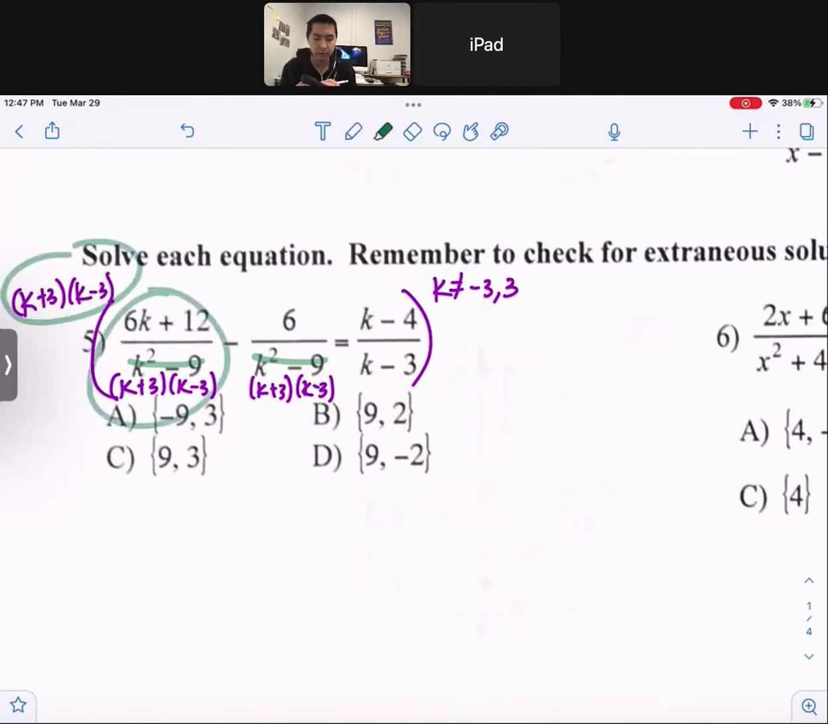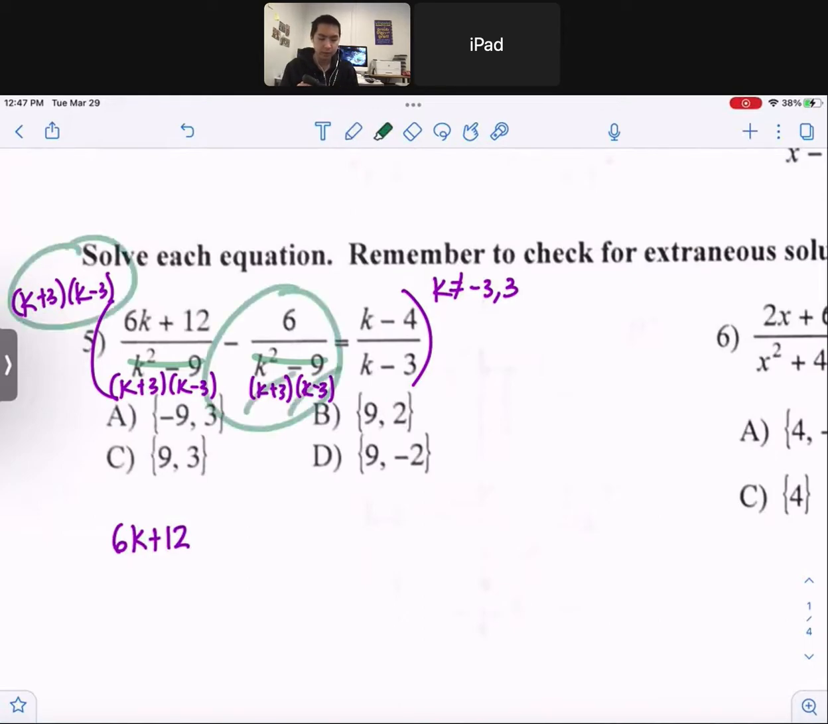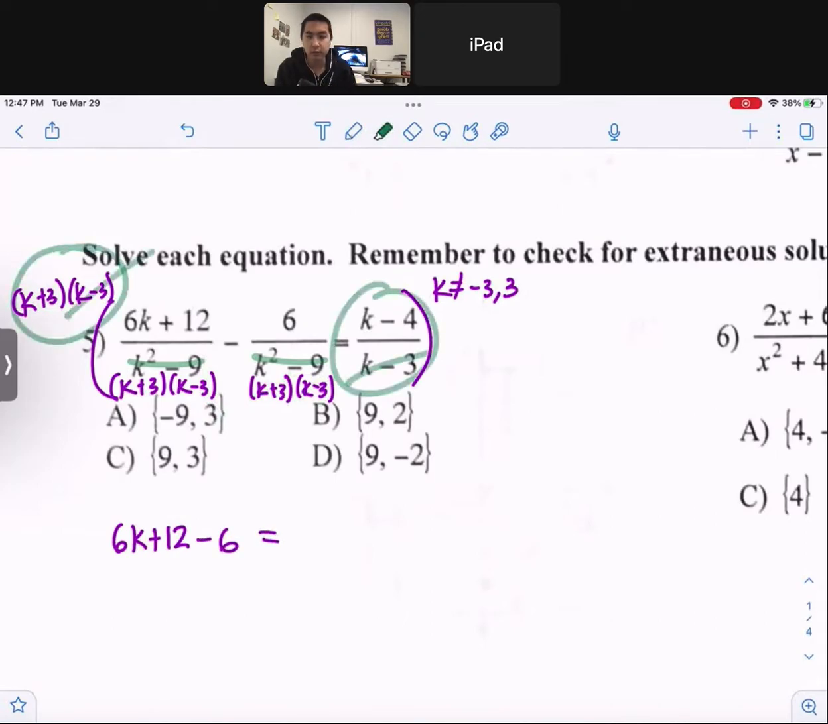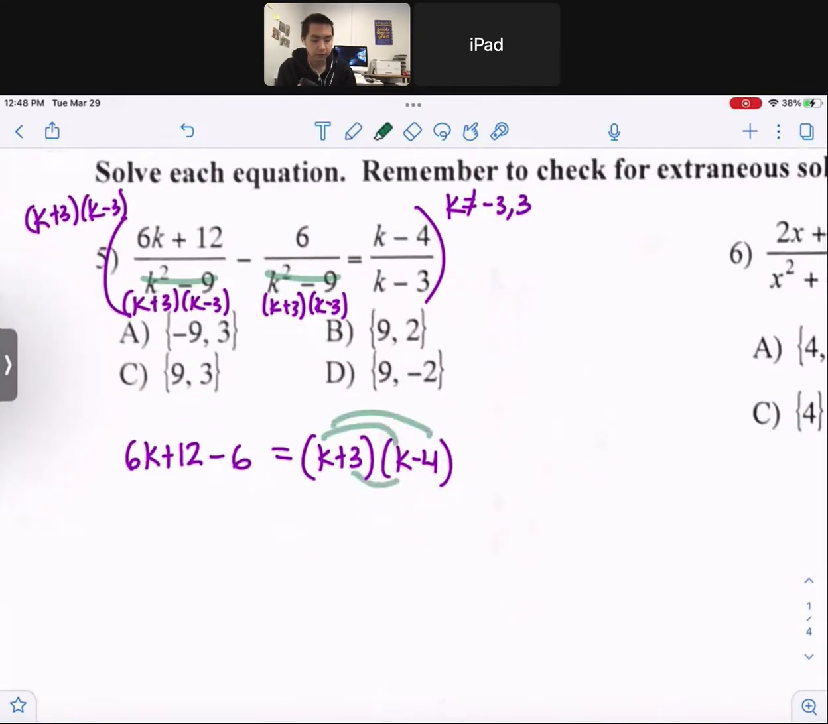So this times this, the k plus 3 and the k minus 3 just cancel. So all you're left with is 6k plus 12. This times this, again, the k plus 3 and k minus 3 all cancel. So all that's left is negative 6. And equals this times this, the k minus 3's cancel. So all that's left is k plus 3 and the k minus 4. So here we're going to have k plus 3 times k minus 4. Now we do double distribution here, and on this side, we can combine these two.